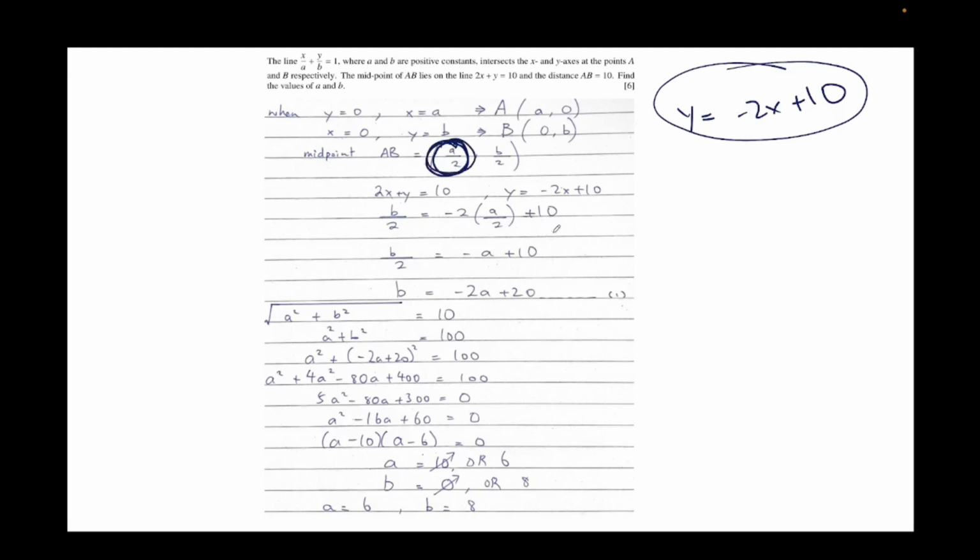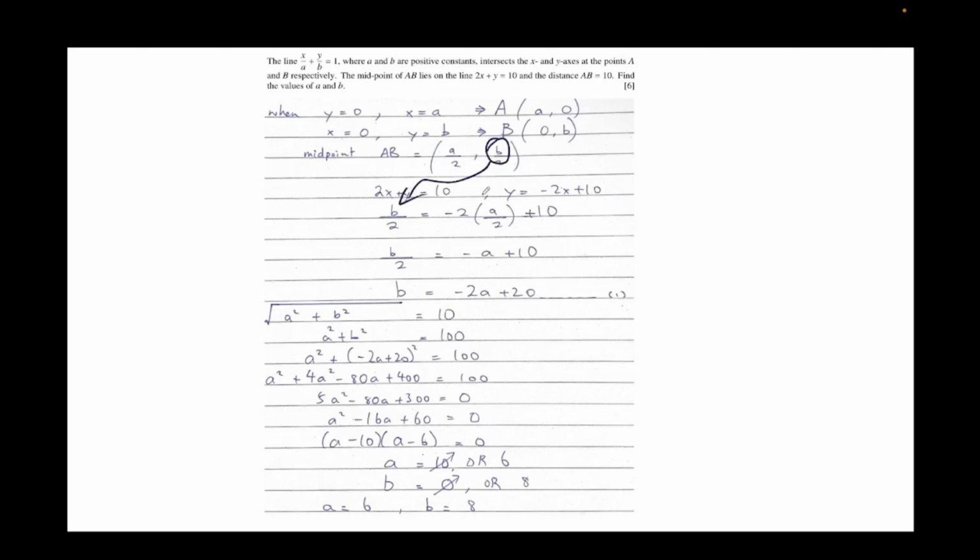Do you see what we did over here? We changed the equation into y is equal to, so it's easier to interpret. But what it really means is, because this point is on this line, when x is equal to a over 2 right now, y has to be the same thing as negative 2 times this plus 10. See what we did? The y value over here has to be equal to negative 2 times x plus 10.